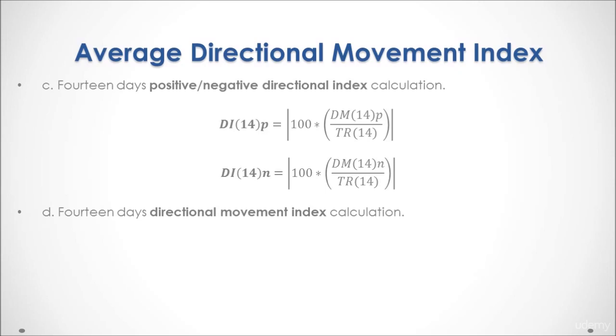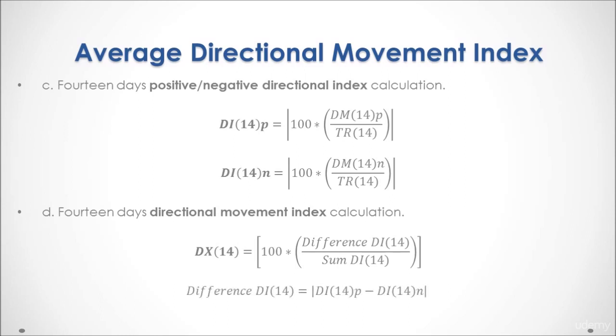The 14 days directional movement index calculation. 14 days directional movement index calculation is equal to 100 multiplied by the difference of the 14 days directional index divided by the sum of the 14 days directional index. The difference of the 14 days directional index is equal to the absolute value of the 14 days positive directional index minus the 14 days negative directional index. And the sum of 14 days directional index is equal to the 14 days positive directional index plus the 14 days negative directional index.